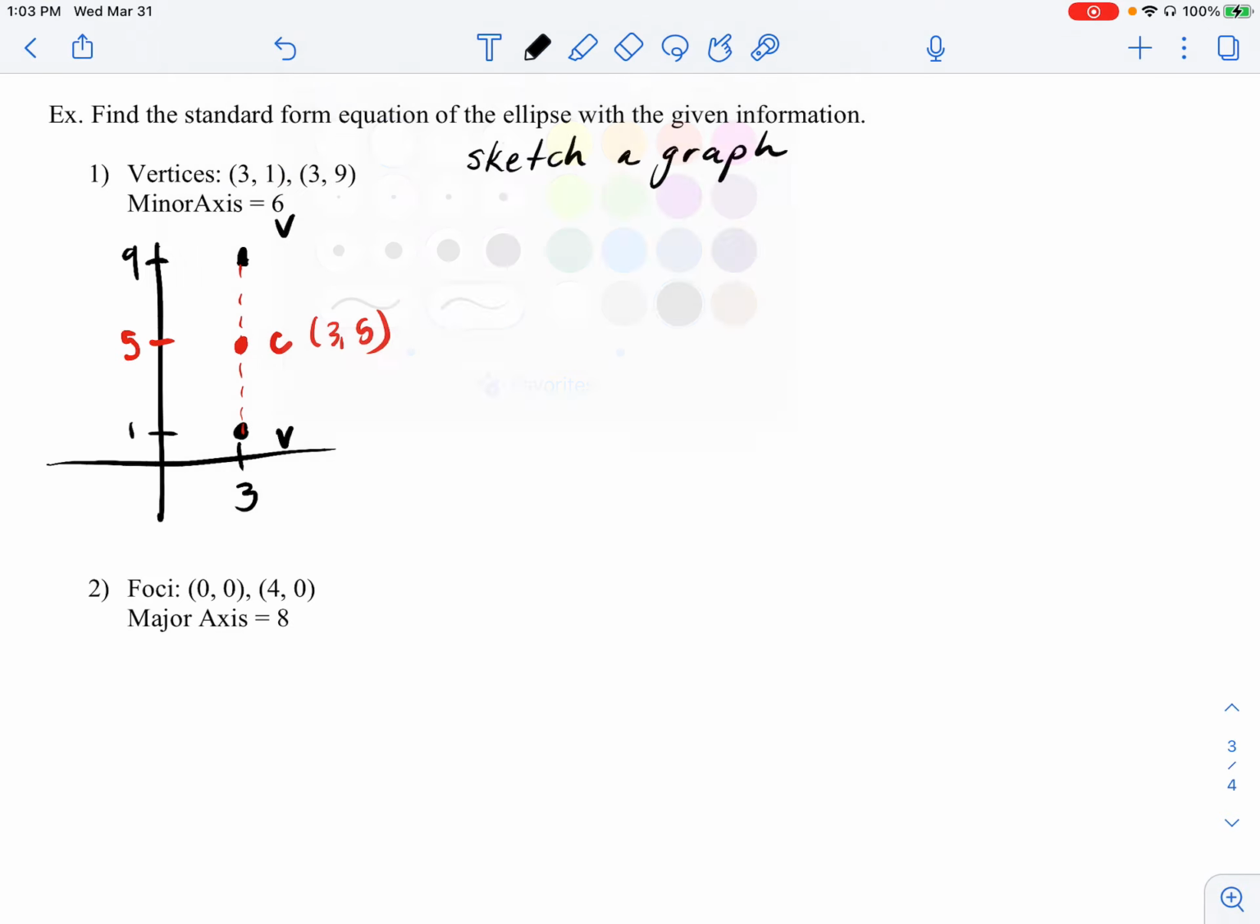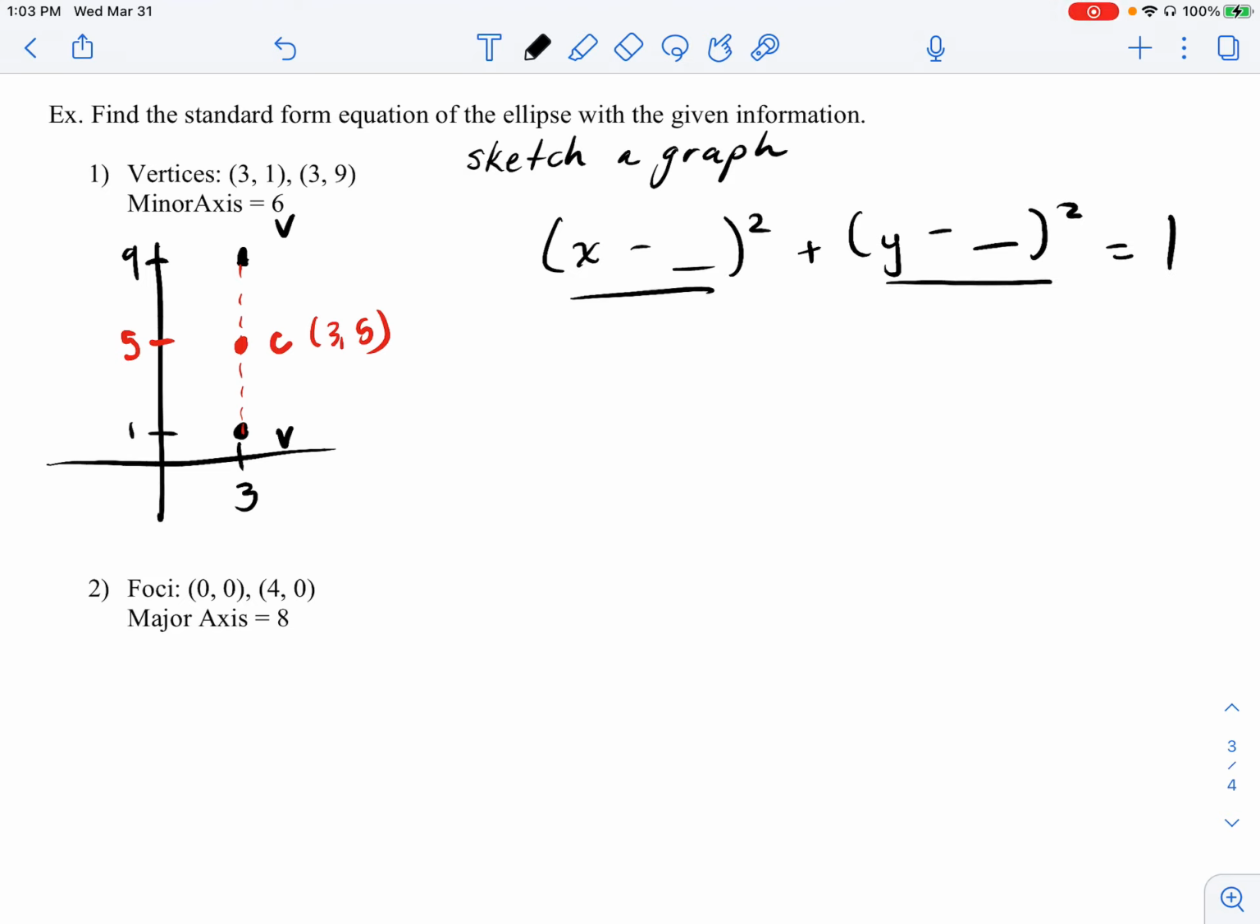So I know that the structure of my ellipse is the following: x minus h squared plus y minus k squared is equal to 1, and both of these over either a squared or b squared. Well, since I know that my major axis is vertical, that means this here is my a value. In this case, a is equal to 4. The distance from 5 to 9 is 4.